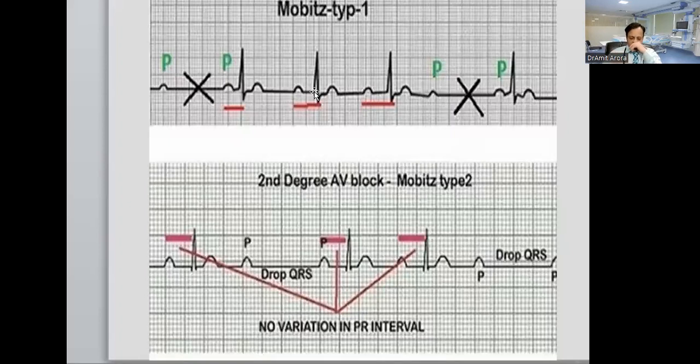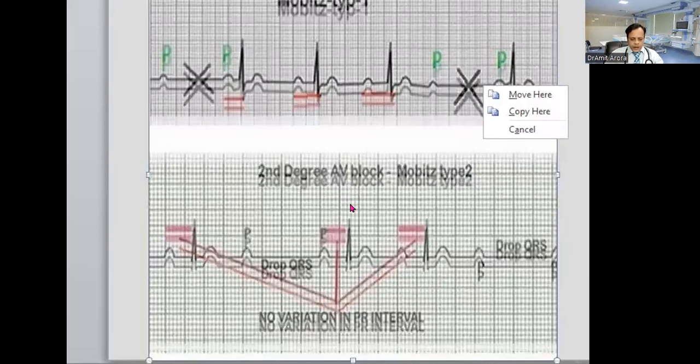First degree heart block is very easy. PR is prolonged more than 5 small squares. Type 2 AV block is divided into Mobitz type 1 and Mobitz type 2. Here is a comparative slide. Look, PR gradually prolonged followed by a drop. But in Mobitz type 2, PR is fixed. PR remains fixed and there will be a dropped beat. This is the only difference.